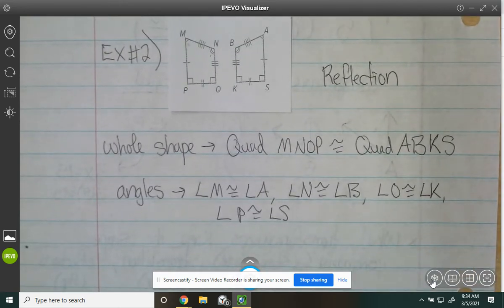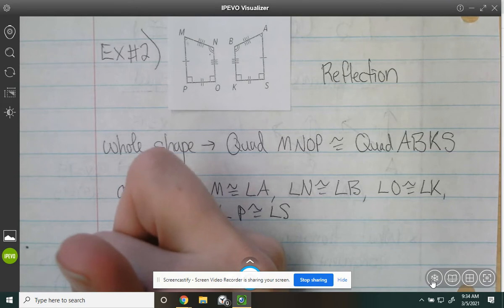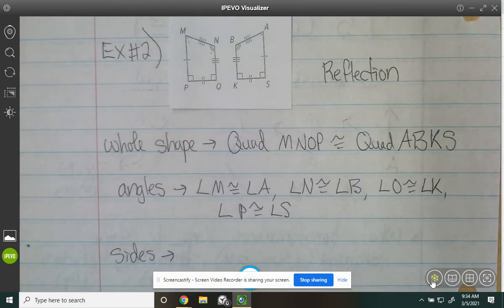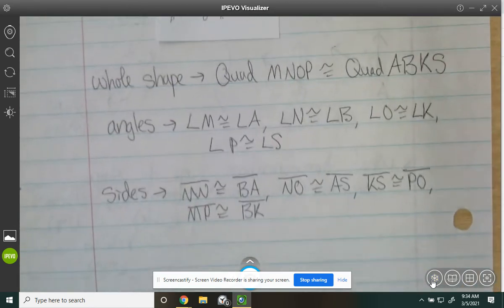Now write down your sides. Pause it, write down your sides. Don't forget the line over your sides. That's pretty important. Okay, that is your sides.